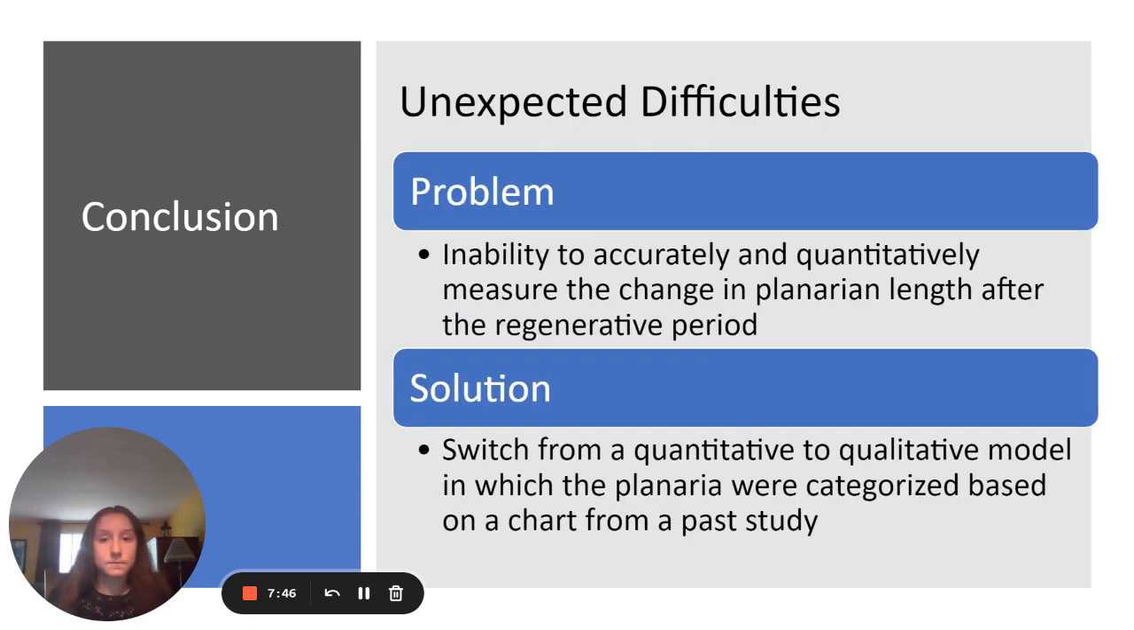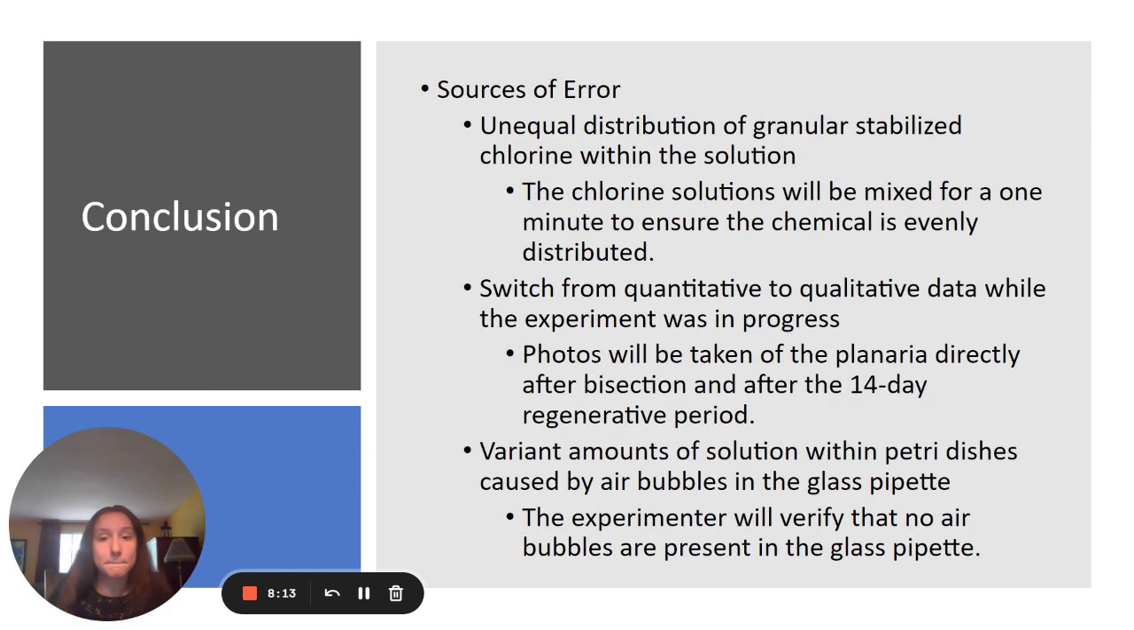Some unexpected difficulties I encountered: for example, the inability to accurately and quantitatively measure the change in length of planarian after the regenerative period, as the length of a blastema is quite marginal and it's very difficult to measure with a ruler as planaria are quickly moving. My solution was to switch from a quantitative to a qualitative data model in which the planaria were categorized based on a chart from a previous study.